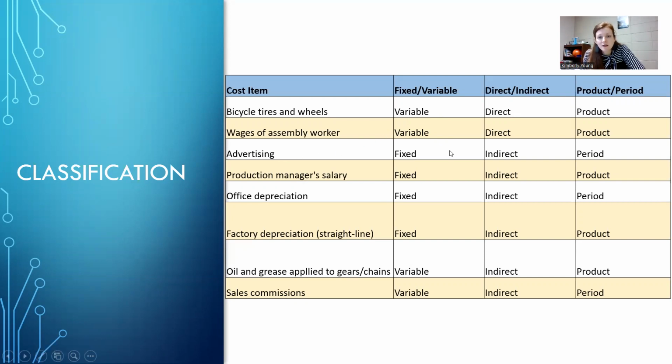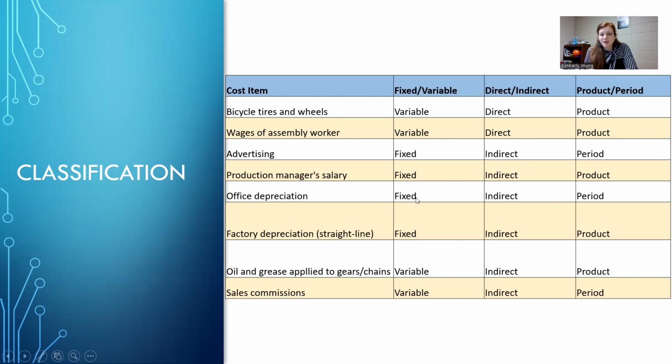Let's see, for advertising, it may be fixed. If you're spending the same amount on advertising, maybe you have the same ads that run every month, that could be a fixed cost. There could be an argument for it to be variable as well. That is an indirect cost. That is not one that says this bicycle had exactly this amount of advertising. We sold this many and they each cost this much in advertising. No, we're going to just have to spread it out amongst all of our products. And as I said, that's a period cost that did not go directly into the product either.